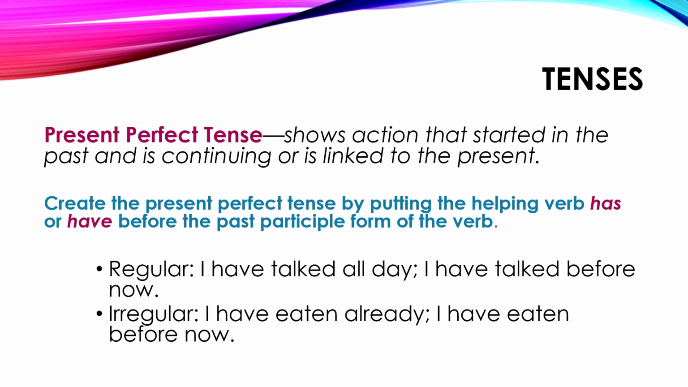The present perfect tense shows action that started in the past and is continuing or is linked to the present. You create the present perfect tense by putting the helping verb has or have before the past participle form of the verb. So for example, for a regular verb, I have talked all day. I have talked before now. An irregular verb, I have eaten already. I have eaten before now.